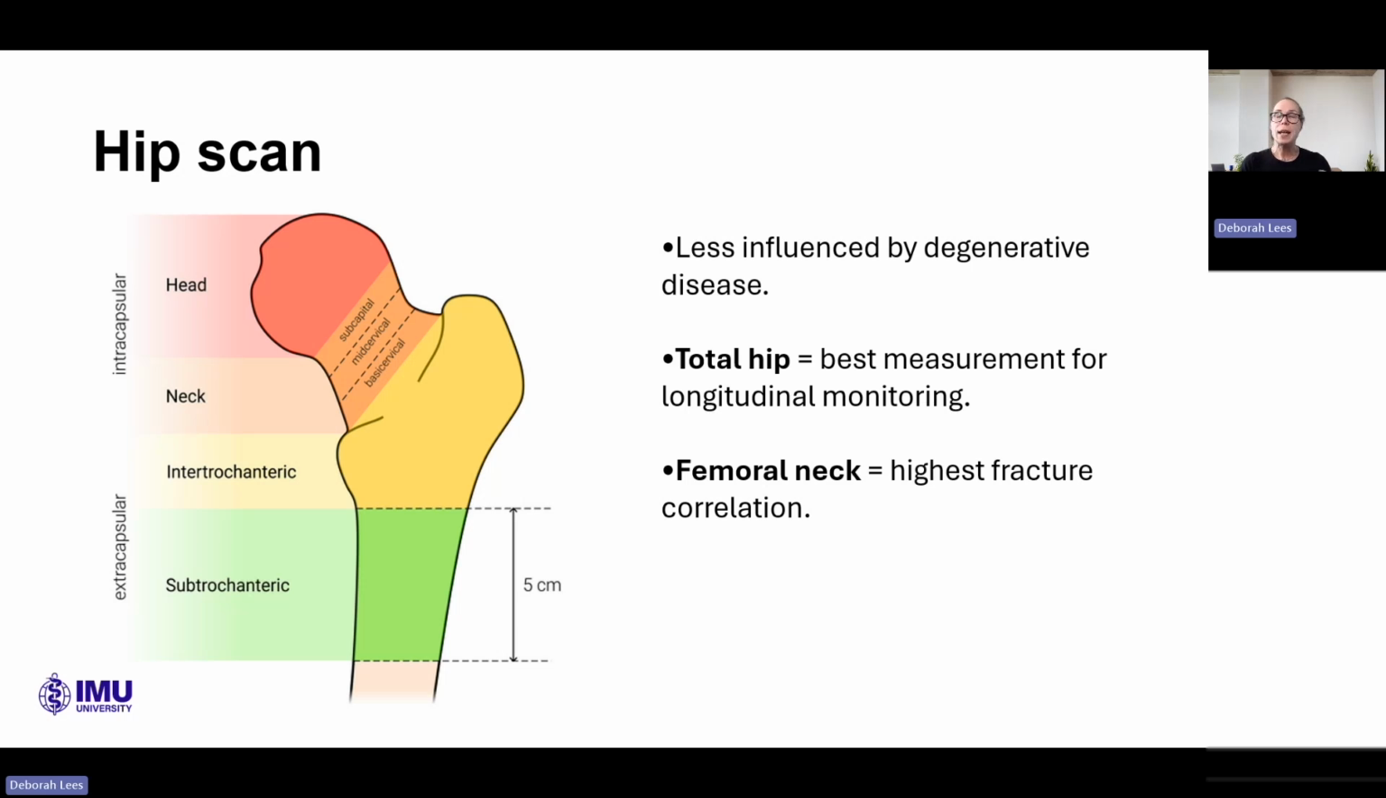Whereas your femoral neck has the highest fracture correlation. And that makes sense because if you are going to fall and the femoral neck has got a low bone mineral density, you are then going to fracture the hip. So chances are if you've got a low score in that region, you are going to fracture your hip. And if you have fractured your hip, it makes sense in the reverse that you will have had a low score in that area.